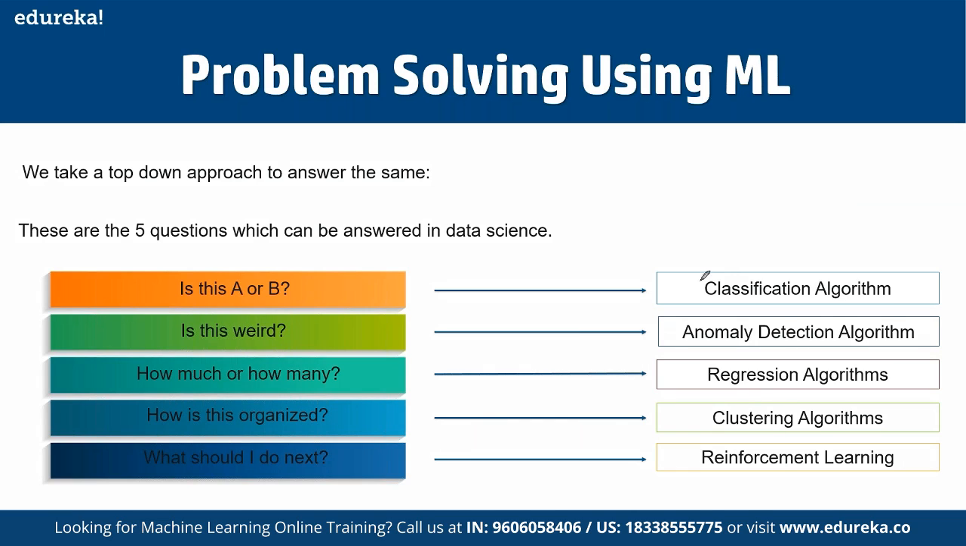Classification is an example of supervised learning, as is regression. These are examples of supervised learning, right? Whereas the clustering algorithm is an example of unsupervised learning that we have.